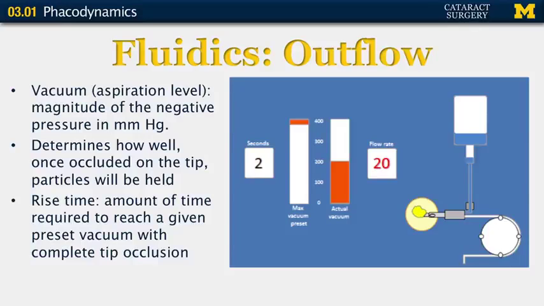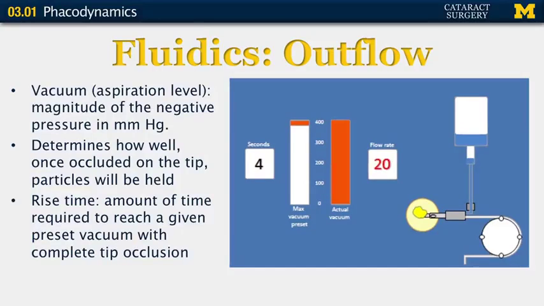A couple seconds later, with the tip fully occluded still, our vacuum is now rising and it's 200. So we're halfway up to our preset maximum. If we advance another 2 seconds, our vacuum has continued to rise because our tip is still completely occluded. Now we're up to our maximum preset vacuum of 100%. This is what occurs in a flow pump when the vacuum has to rise after tip occlusion.